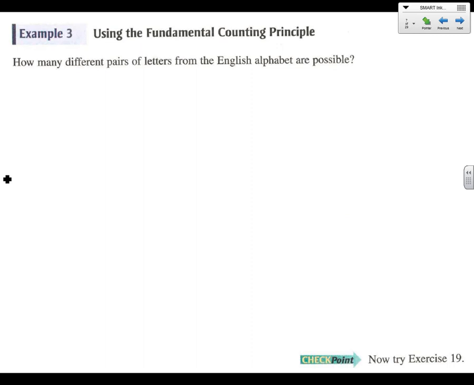How many different pairs of letters from the English language are possible? So we're going to first pick one letter. How many letters are in the English alphabet? There's 26. That's going to be our M1. And then we just multiply by how many letters are in the alphabet again, because that would be our second option. We make those pairs. 26 times 26.